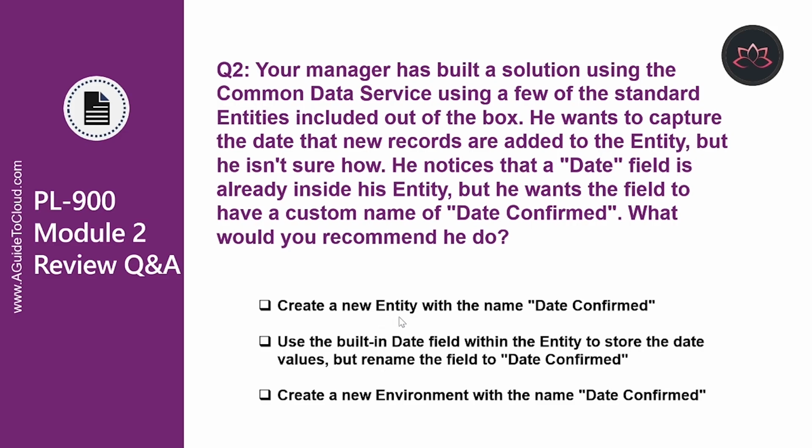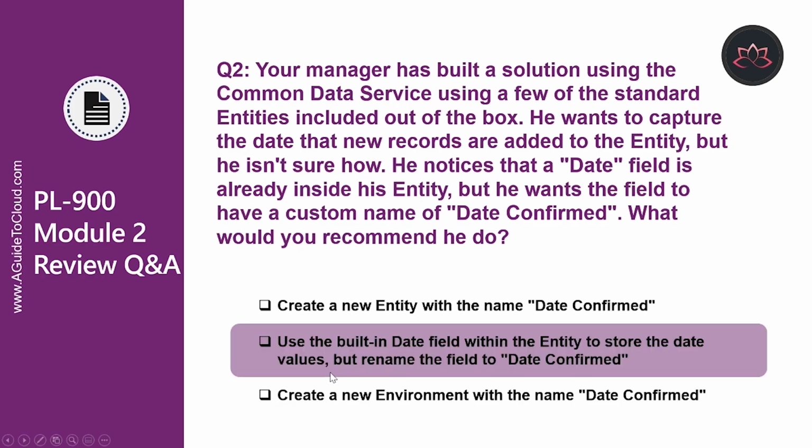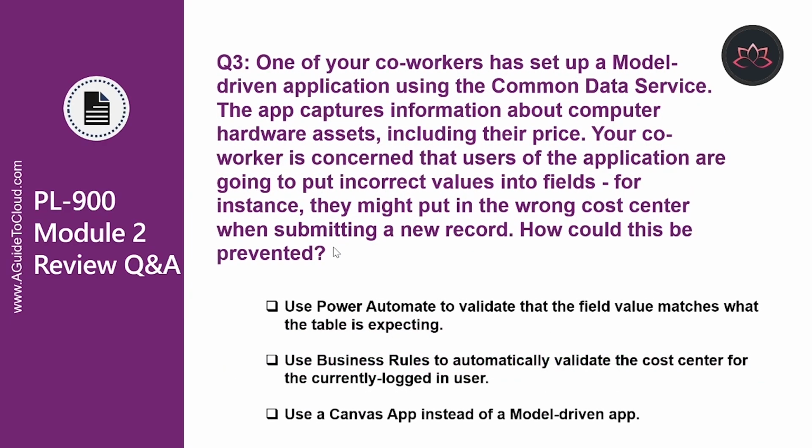Can he create a new entity with the name called date confirmed? No, that doesn't work. Or can he create a new environment with the name date confirmed? Absolutely not. So the correct answer is use the built-in date field within the entity to store the date values, but rename the field to date confirmed. So whenever possible, if an entity has an existing field in the type you need, reuse that field before creating a new one. Let's look at question number 3.